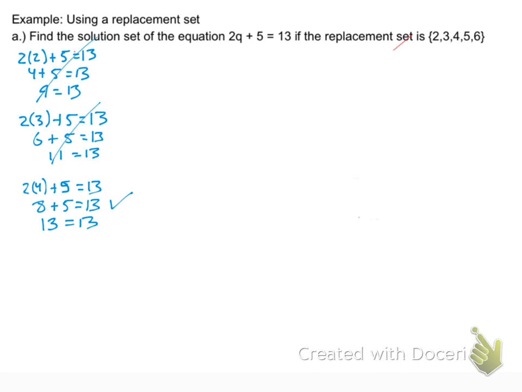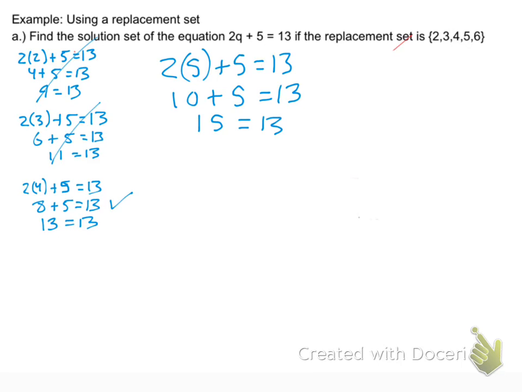Check. We found at least one solution. That's good. Does there have to be a solution that is part of the replacement set? No. Next one, 2 times 5 plus 5 equals 13. We have to do the rest because I said so. I'm old enough to say that. Is 15 equal 13? No.